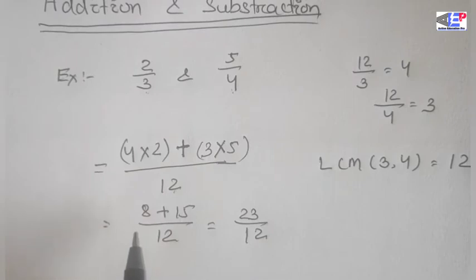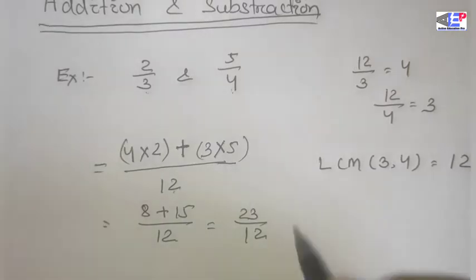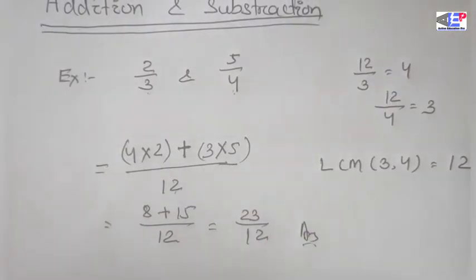Then simplify as per the BODMAS rule, the order of operations. First solve the bracket. 4 into 2 is 8 plus 3 fives are 15, by 12. 23 by 12, it is your answer.